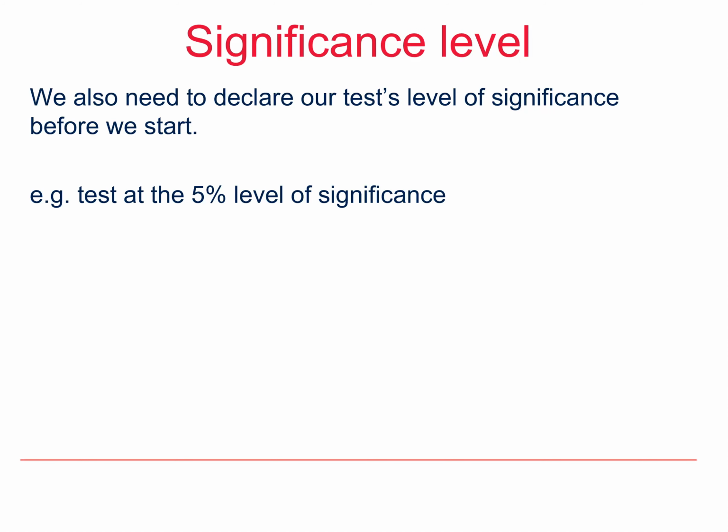As usual, before we start a hypothesis test, once we've formulated our hypotheses, we need to declare the level of significance. So, for example, we would need to state a 5% level of significance for our test.